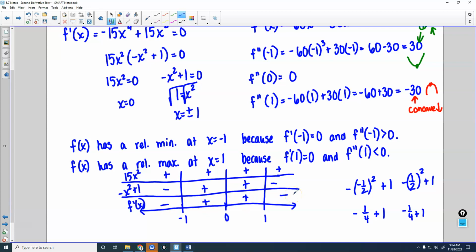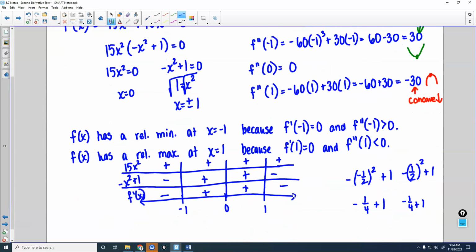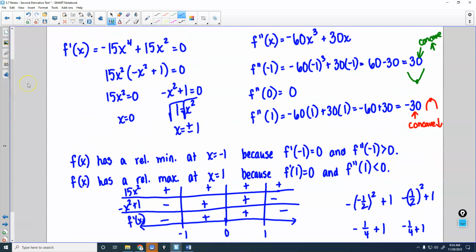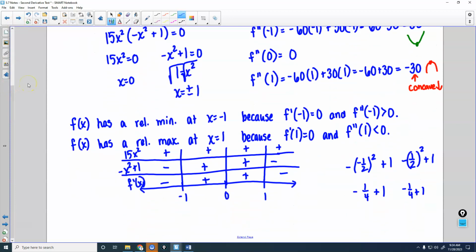So do we have a maximum or minimum at 0? We do not. So we would have neither at 0. Sometimes the problems will tell you to test all critical points and tell whether you have a maximum, minimum, or neither. This one just asks for extrema, so you wouldn't have to make a conclusion about that. But you do need to test it because sometimes you do have a maximum or minimum at that point also. Okay, questions?